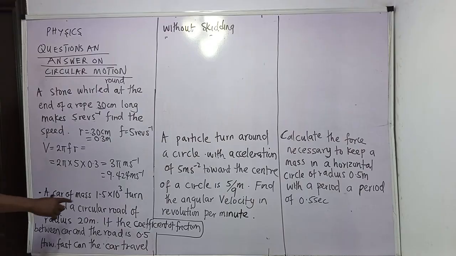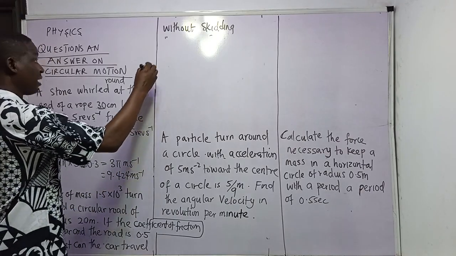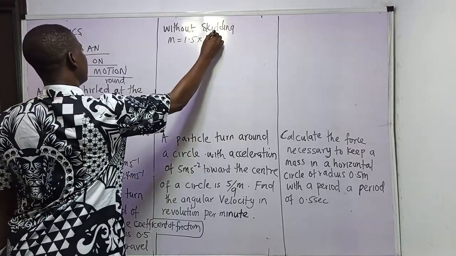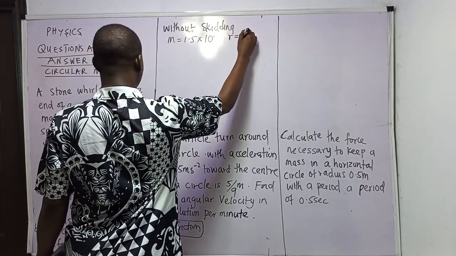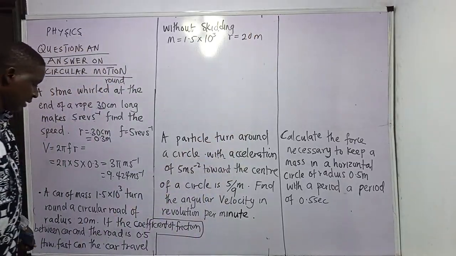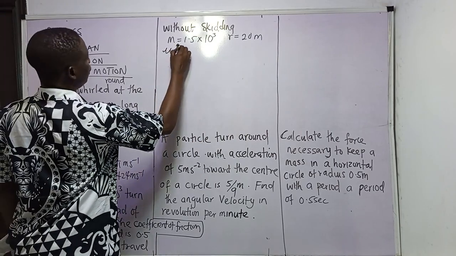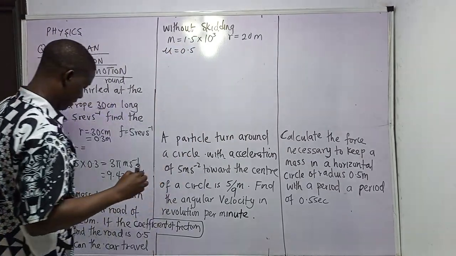Number 2 says: a car of mass 1.5 times 10 to the power 3 turns around a circular road of radius 20 meter. The mass is given as 1.5 times 10 to the power 3, radius is 20 meter. If the coefficient of friction between the car and the road is mu, which is 0.5.